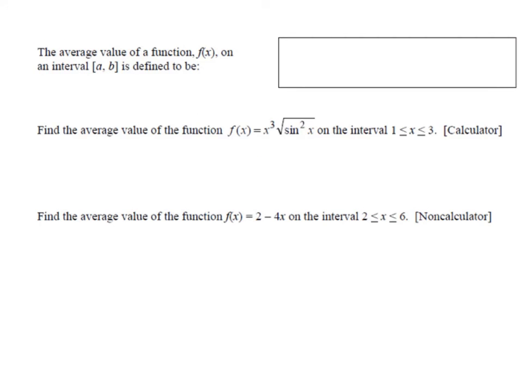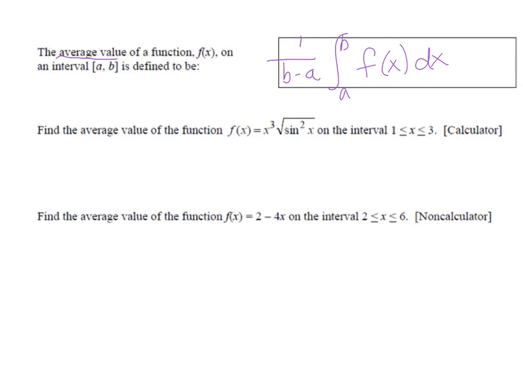So therefore, the average value of a function f of x on an interval from a to b is defined to be 1 over b minus a times the integral from a to b of f of x dx. Now, f of x might be the velocity function. f of x might be the acceleration function. It doesn't matter what function it is. This will find an average value.